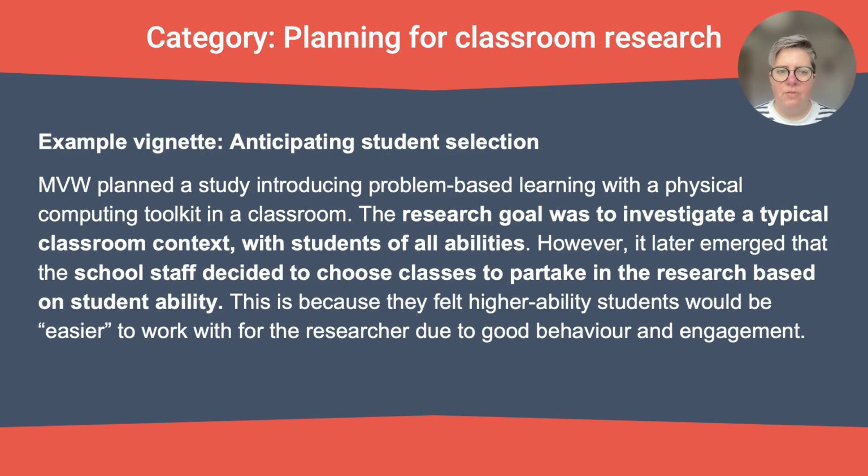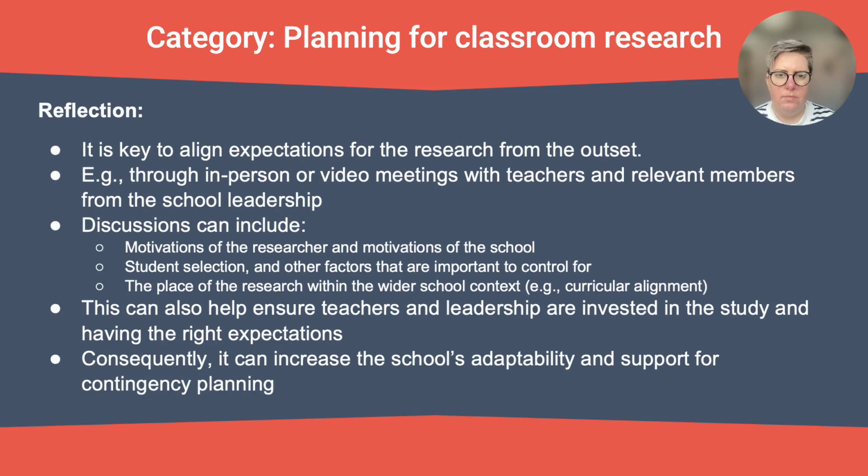An example of this was a vignette from one author, Megan, who planned a study introducing problem-based learning with a physical computing toolkit in the classroom. The research goal was to investigate a typical classroom context with students of all abilities. However, it later emerged that the school staff had decided to choose classes that were based purely on student ability. This was because they felt higher ability students would be easier to work with for the researcher because of their good behaviour and engagement. We suggest that it is key to align expectations for the research from the outset.